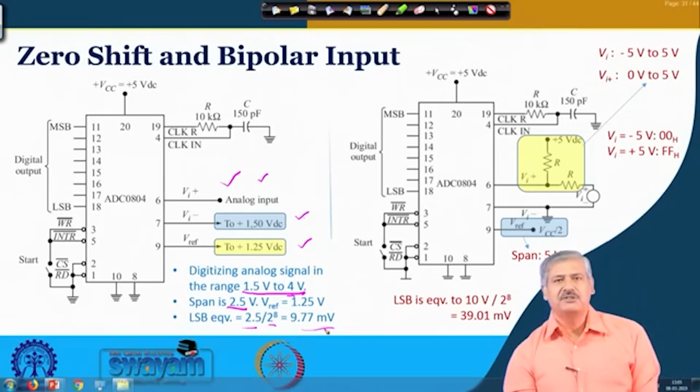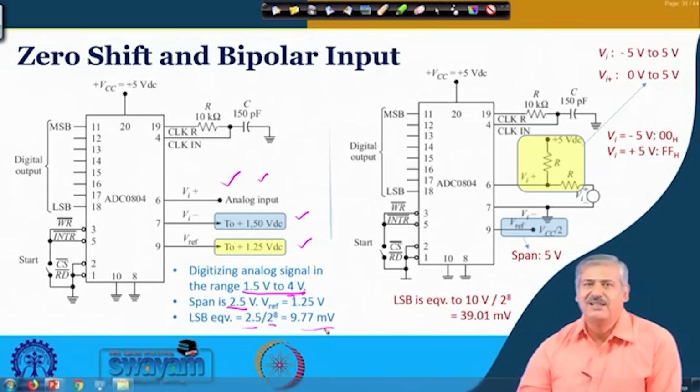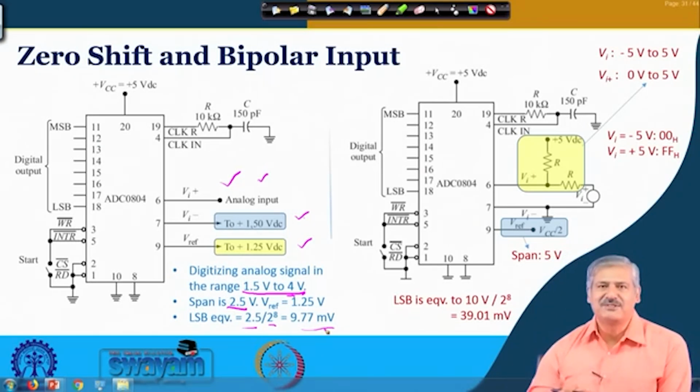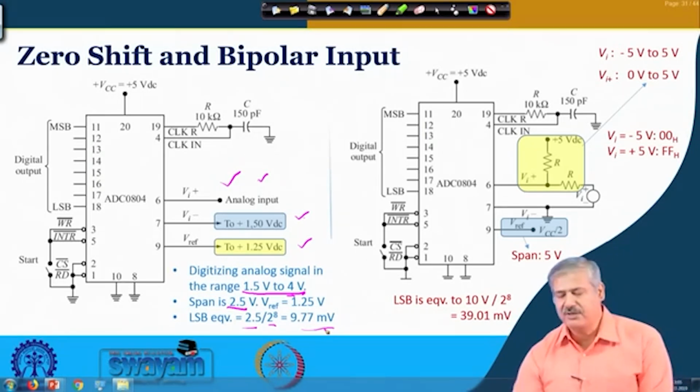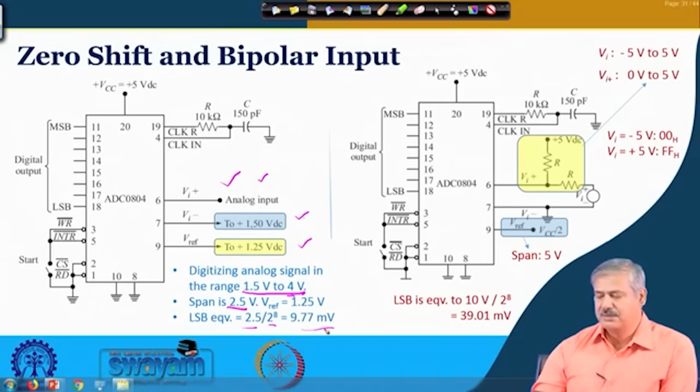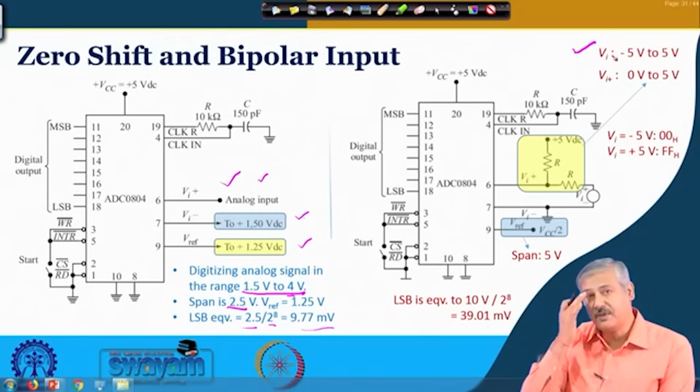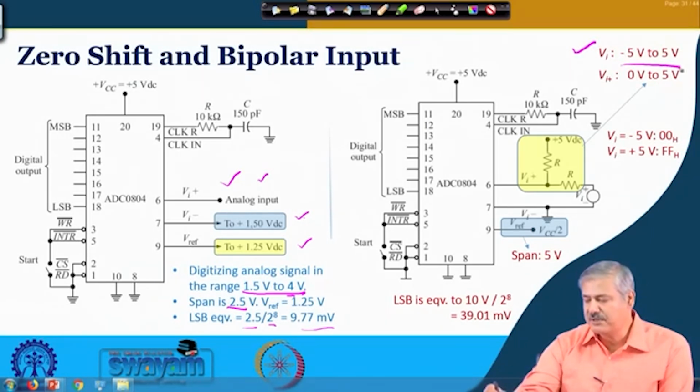And can we use bipolar input? Earlier we had seen all the inputs in earlier examples from 0 to some other value, or 1.5 to some other higher positive value. So, here is an example where we see how we can use a bipolar input. The Vi in this case is minus 5 volt to plus 5 volt, right. So, this is your Vi.